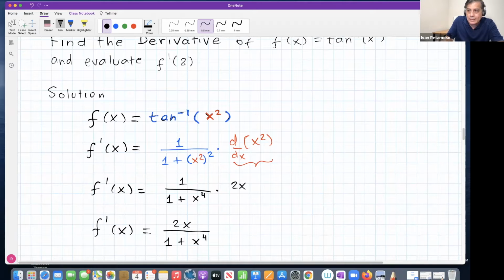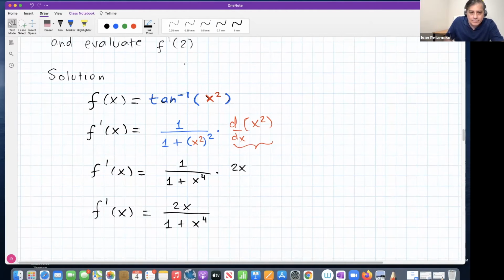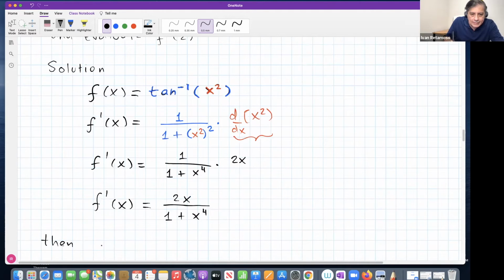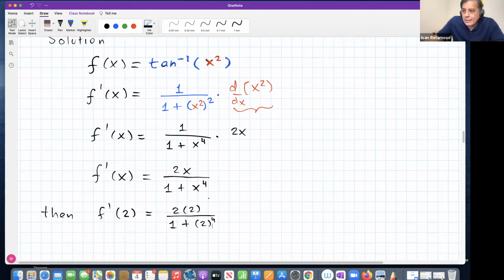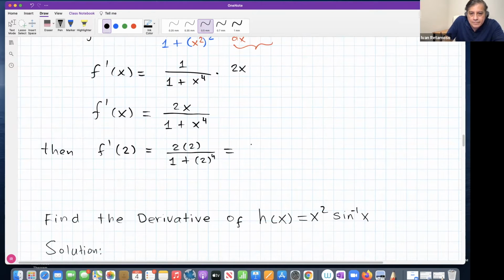Now, besides the computation of the derivative, in general, they want you to evaluate your derivative at x equal 2, right? Not a problem. Then we can say that the derivative of the composite function evaluated at 2 should be just this: 2 times 2 over 1 plus 2 raised to the 4th power. I have substituted x with 2, and I'm going to do the computation now. 2 times 2 is 4. 2 raised to the 4th power is 16, plus 1, 17, right? So that's it. This is my answer.